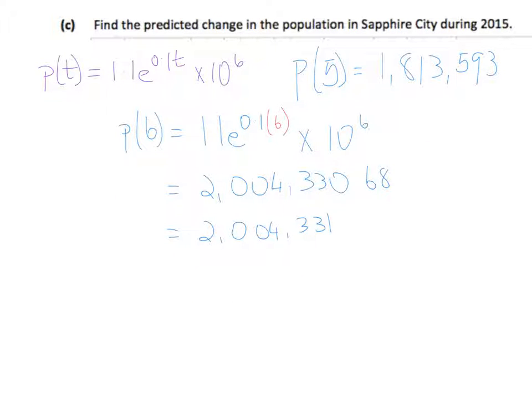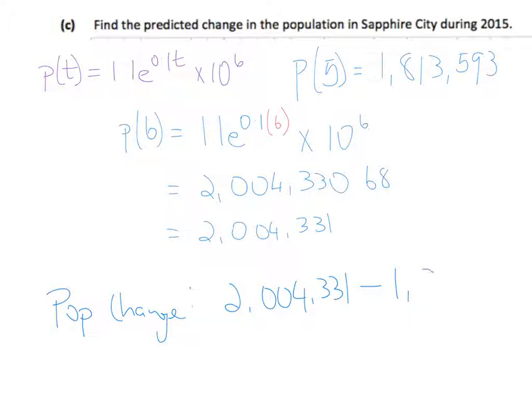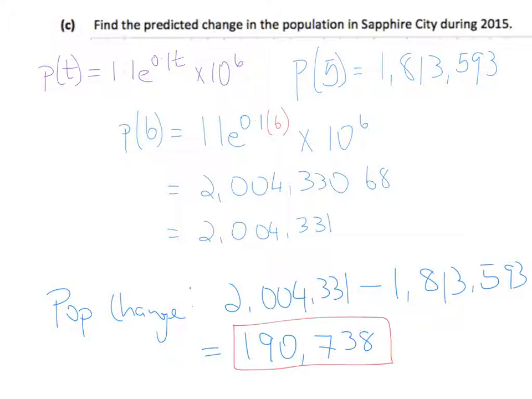And so in order to get my population change, well then I'm just going to subtract 2,004,331, and I'm going to take the population at the beginning of 2015 away from that, this 1,813,593. And so when I subtract those, I get an answer of 190,738. My answer, my solution to part C.